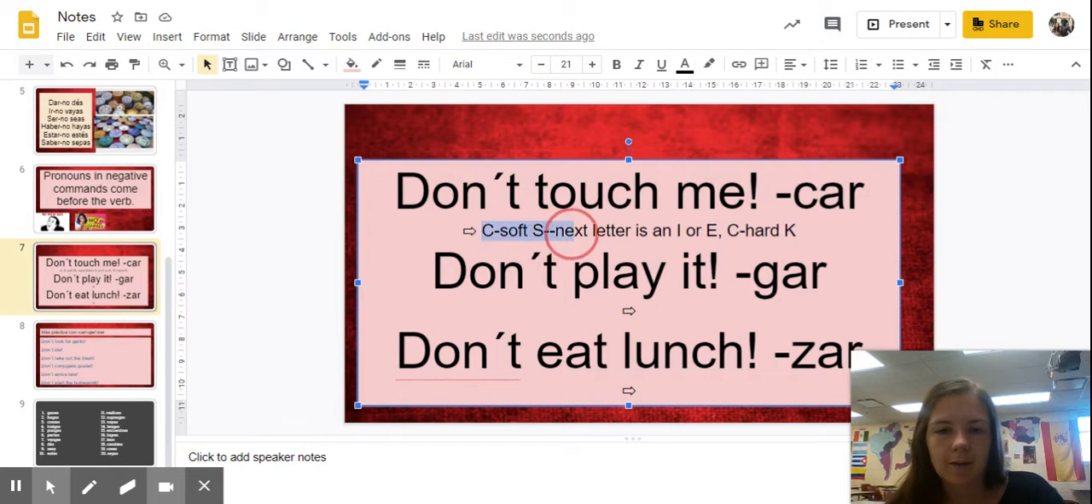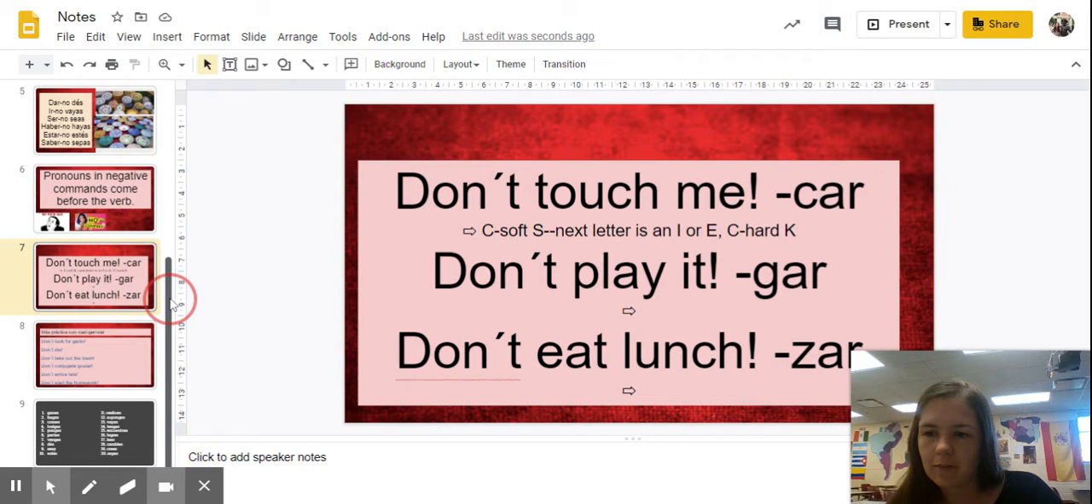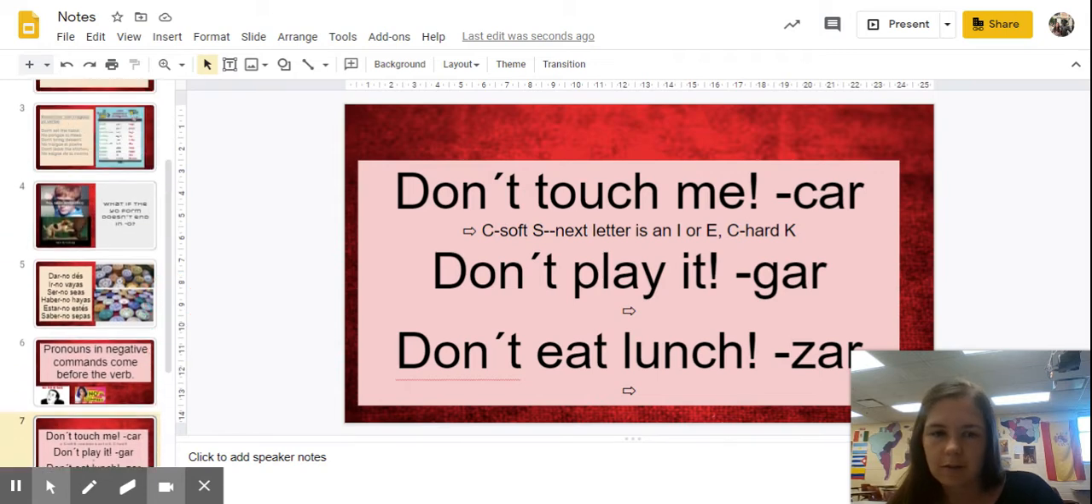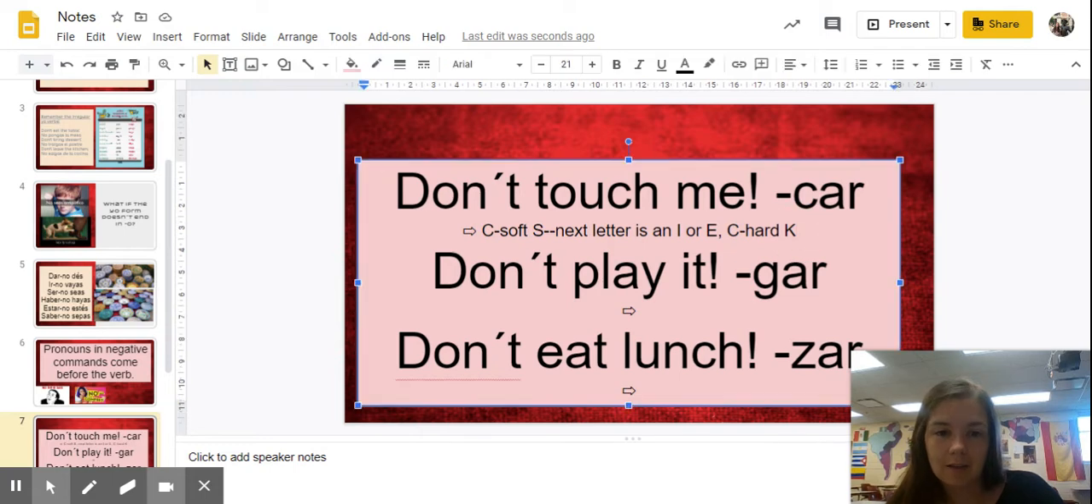So I'm going to have to change some spelling because I want to keep the k sound in a verb that ends in car. I want to keep the g sound in a verb that ends in gar. And I want to keep the z sound in a verb that ends in zar. So the reason we have to talk about this here is that these are AR verbs, but my new opposite ending is an ES. An I or an E triggers that different sound. So we're going to have to change the spelling in all of these.